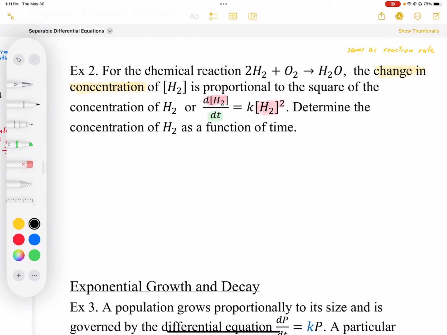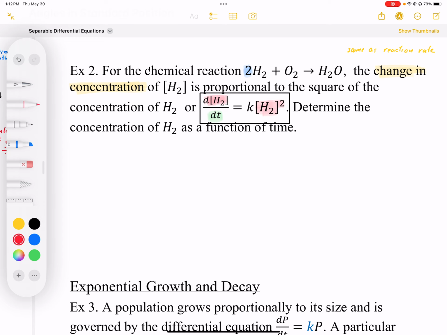And those of you who know something about chemistry might recognize that the proportionality to the square of concentration is to do with this coefficient here. Now you don't need to know this because we've actually got it in the equation, but that coefficient of 2 affects the reaction rate by the square of that concentration. Okay, so we've been given the differential equation though. So we're going to start with this differential equation. The rate of change of concentration, or the reaction rate, is proportional to the square of the hydrogen concentration, or H2 concentration. And we're going to then solve this differential equation.